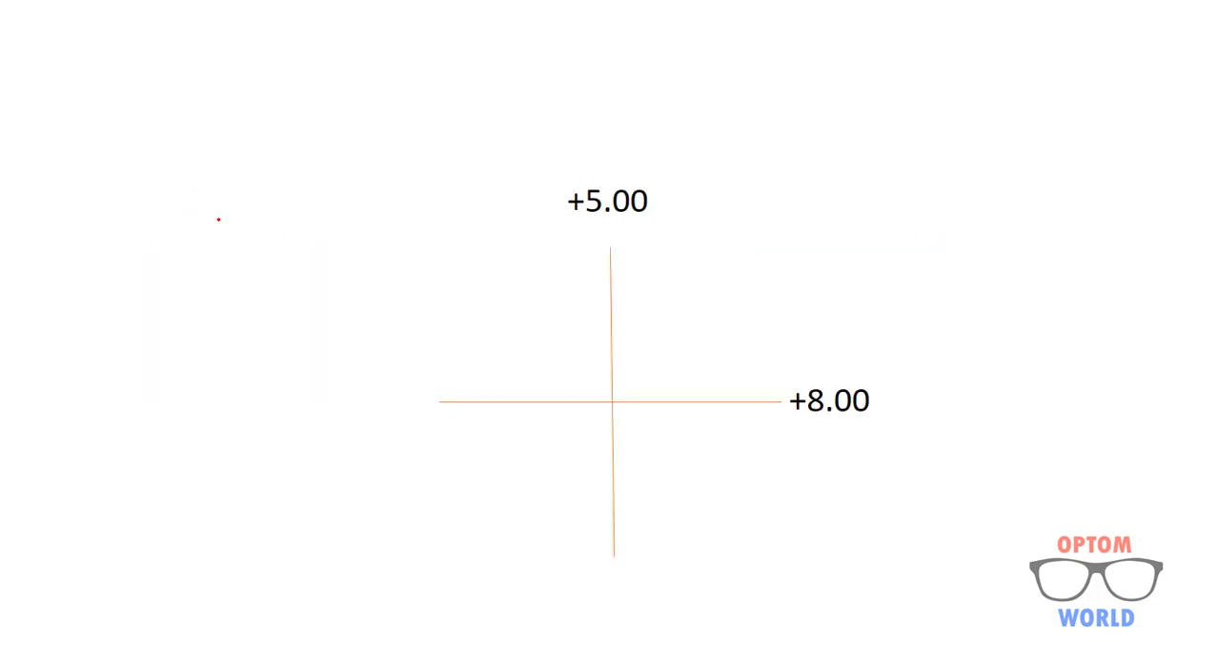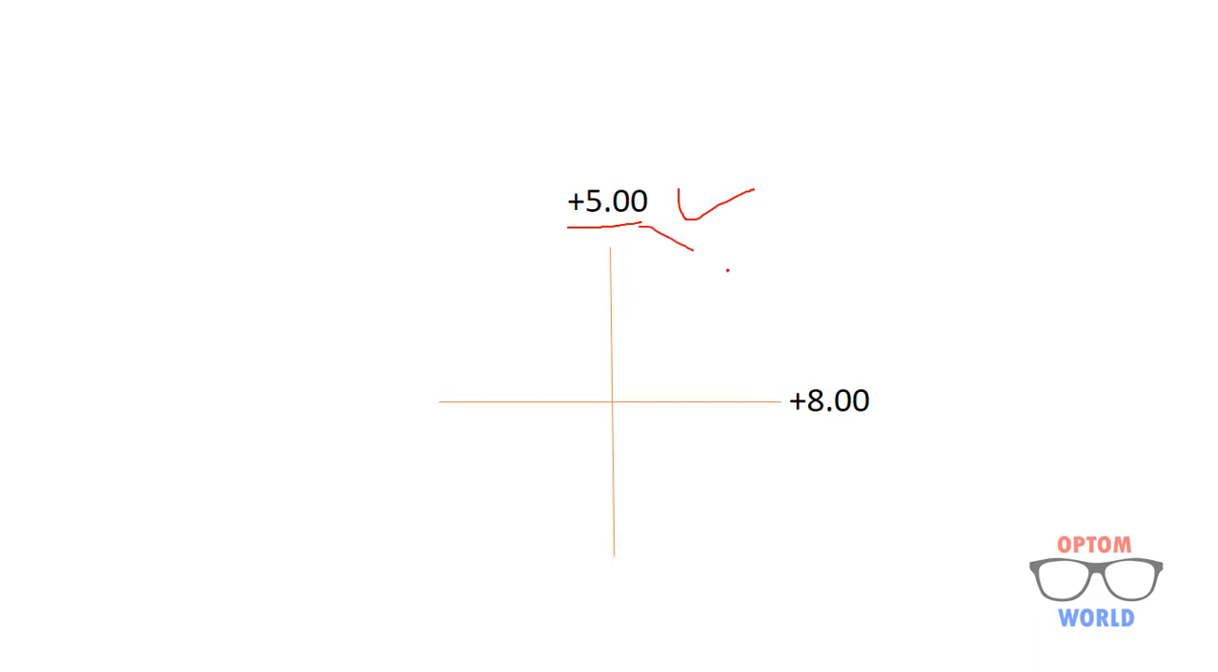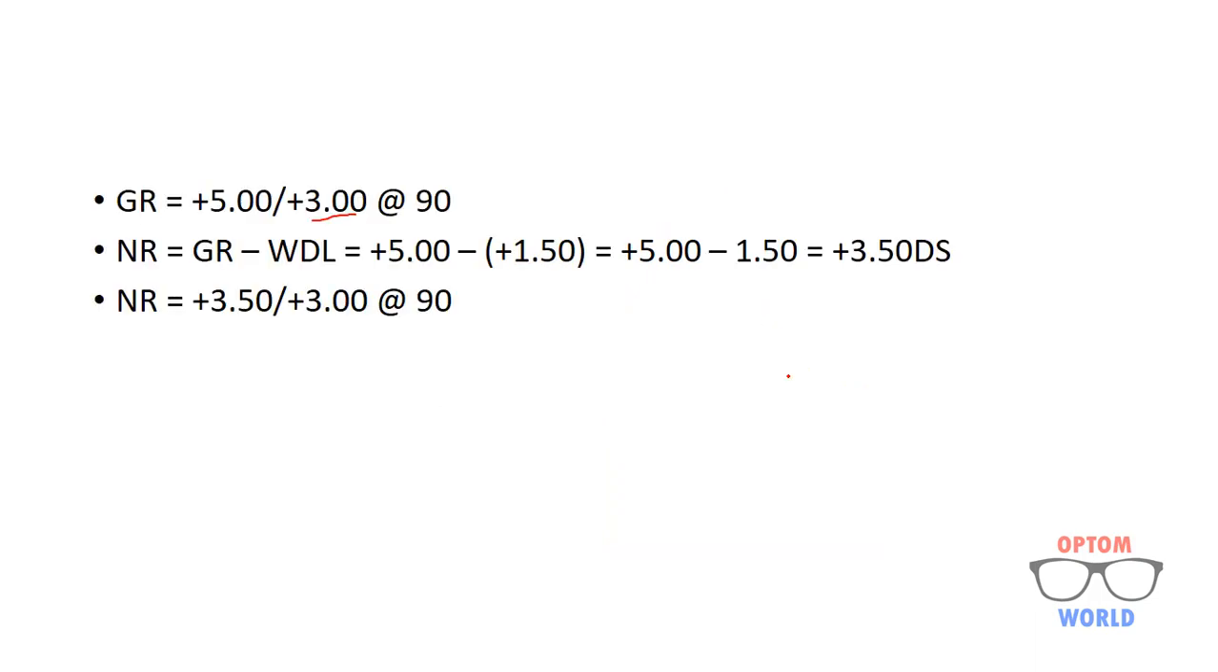It is so because I have considered this as my reference meridian. So this is my spherical value, and the difference between plus 5 and plus 8 is 3 diopters, so the cylinder is 3, and since I am moving towards more positive side, so the sign of the cylinder is positive and axis is 90. Again the formula is the same, but the only difference is that you have to subtract working distance lens only from the spherical value of the gross retinoscopic value. The cylinder remains the same.